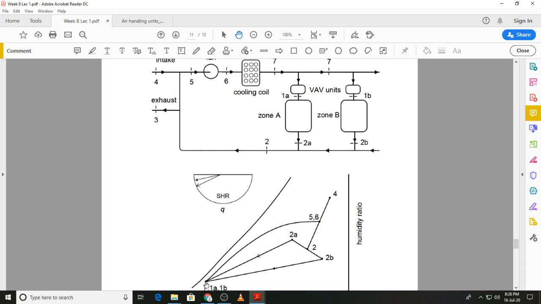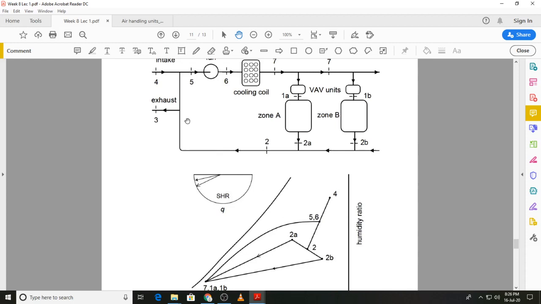It's only the volume flow rate that is different. Because the zone loads are different, the sensible and latent loads can be different, so the space condition lines for the two zones will have different slopes, which you can see from state 1, from 1A to 2A for zone A, and 1B to 2B. Then the return air is combined from the two zones to give us state 2.